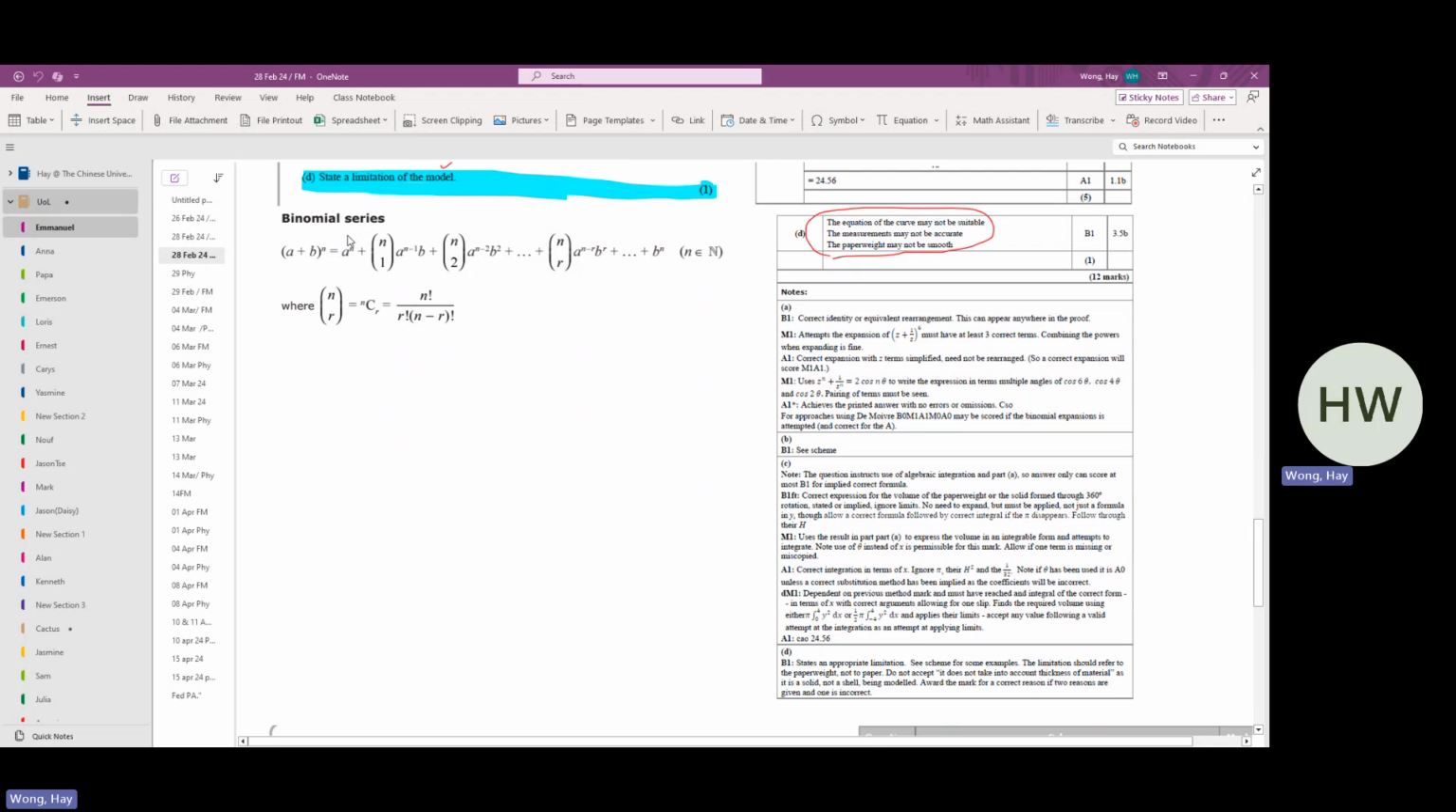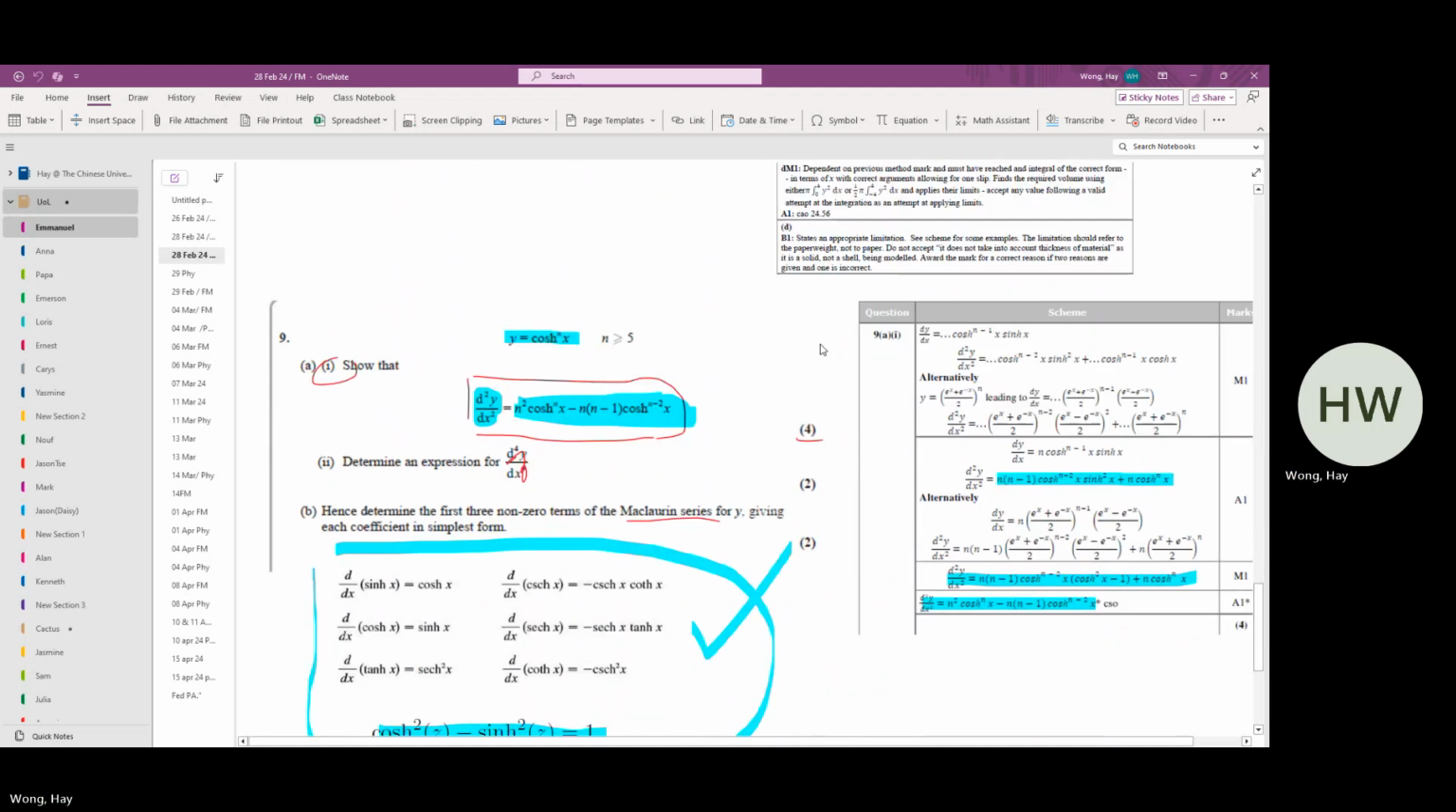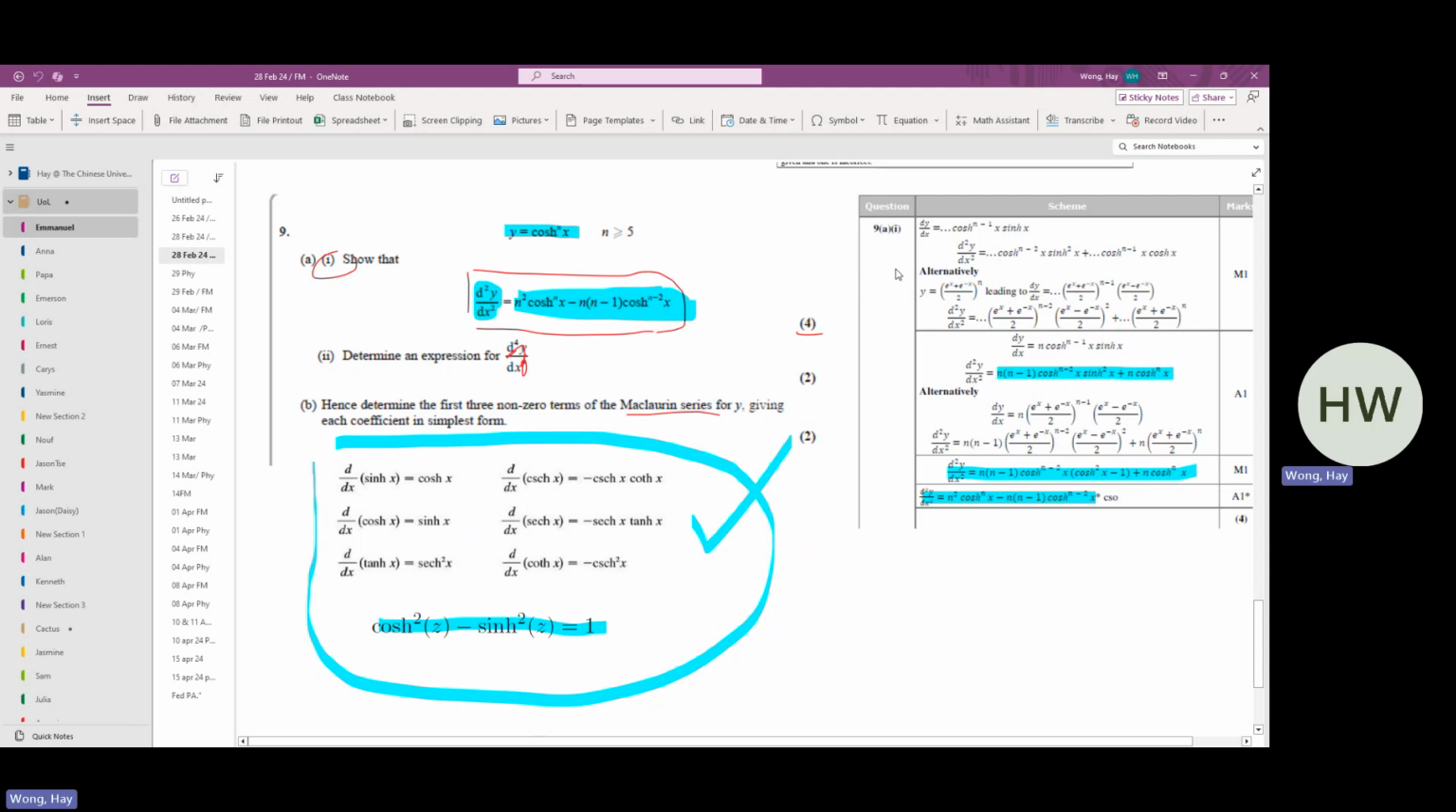So yeah, this is binomial series. Okay, moving on. We have another type of question regarding cosh, the hyperbolic cosine, the hyperbolic trigonometric function. Using a data sheet, we should know the relationship between the integration and the differentiation. Whenever you get asked to show certain things, you just need to plug it in and apply the identity correctly.